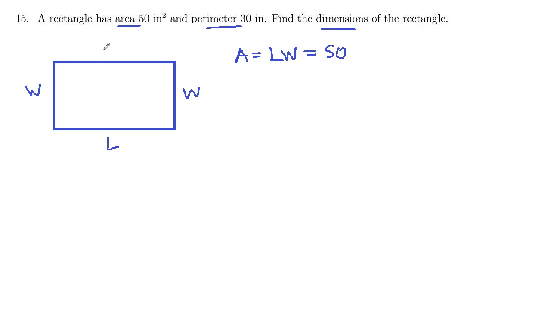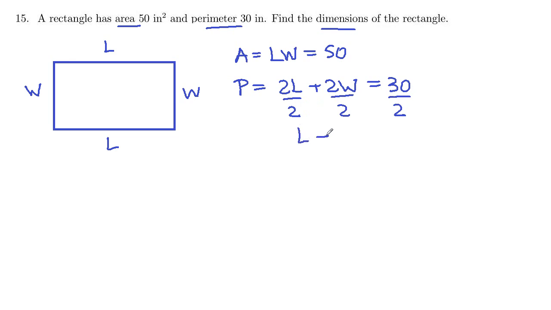So perimeter is the distance around the rectangle, which is L and L, 2L, and 2W. So perimeter is 2L plus 2W, which is equal to 30. And then let's just simplify this second equation here. Let's divide through by 2. So we get L plus W is equal to 15.